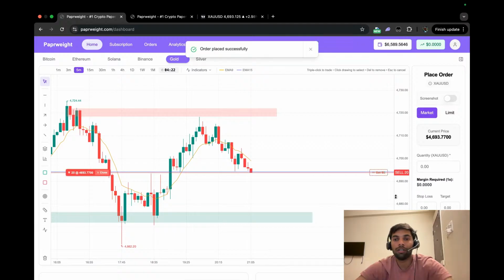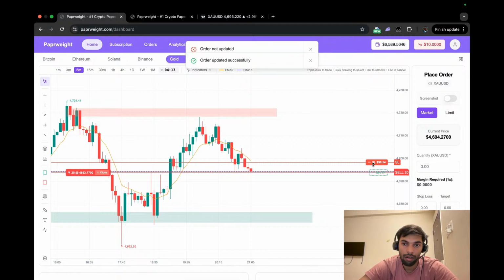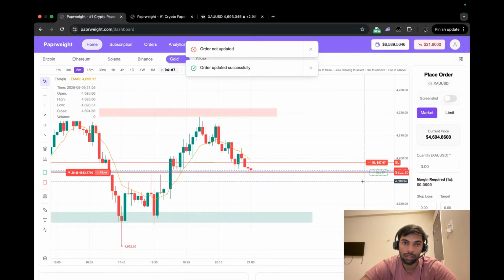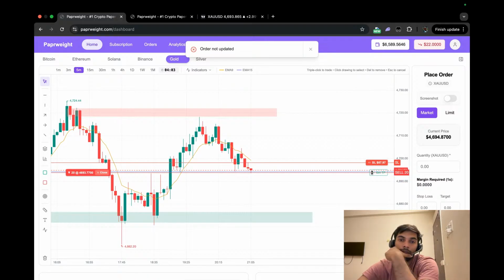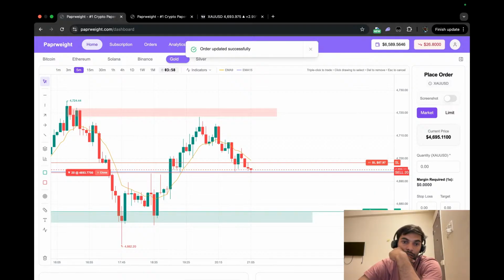I sold 20 quantities, and my stop loss is at this area, $90. Why is the order not updated, guys? Okay, my target is this area.